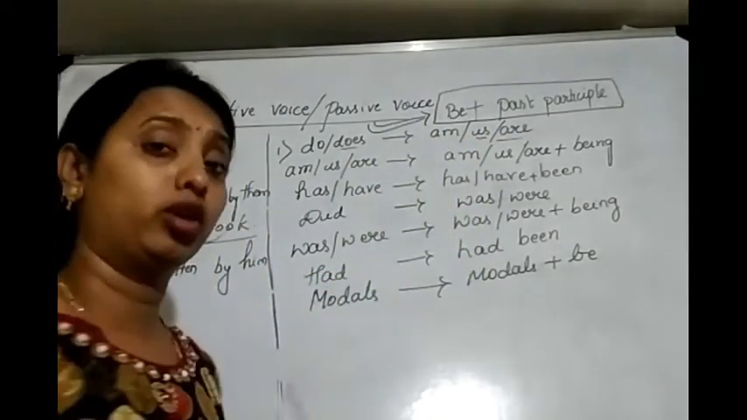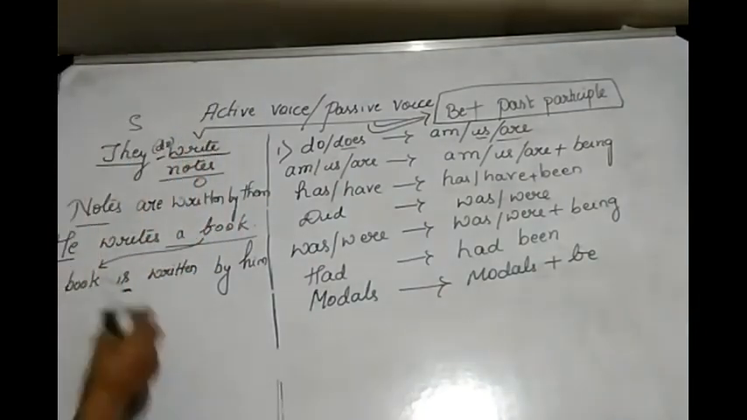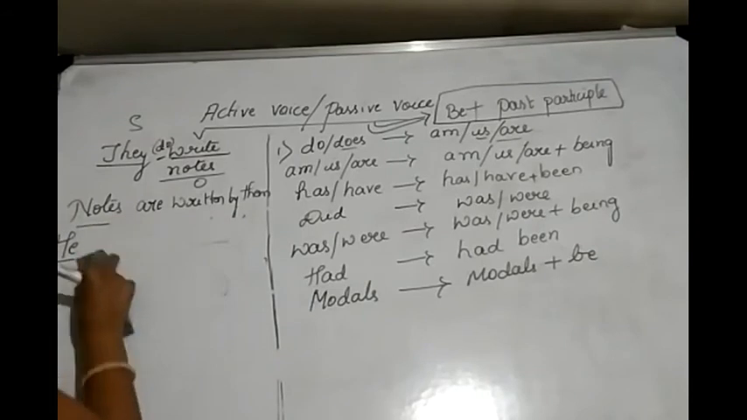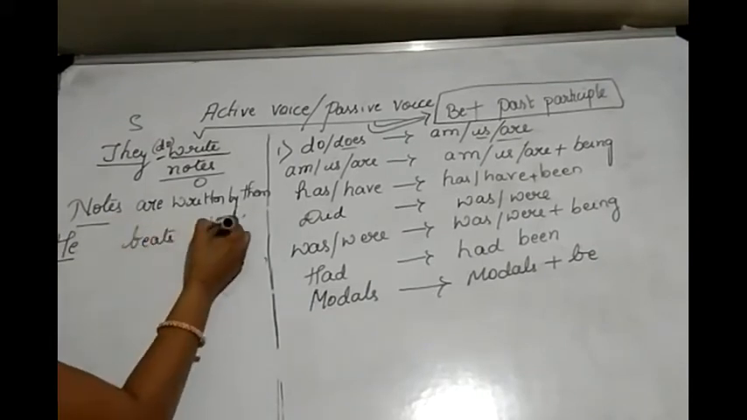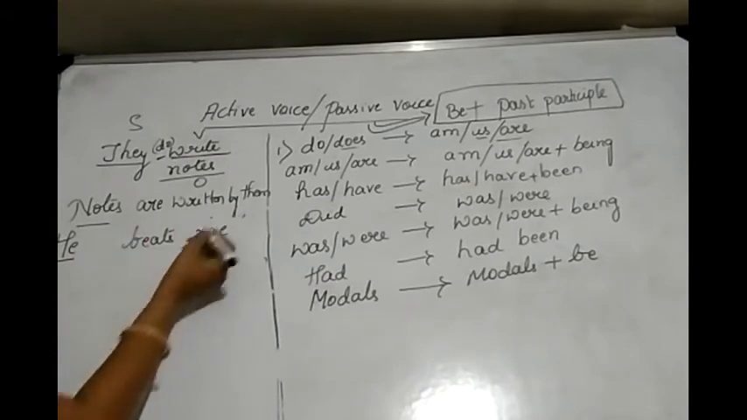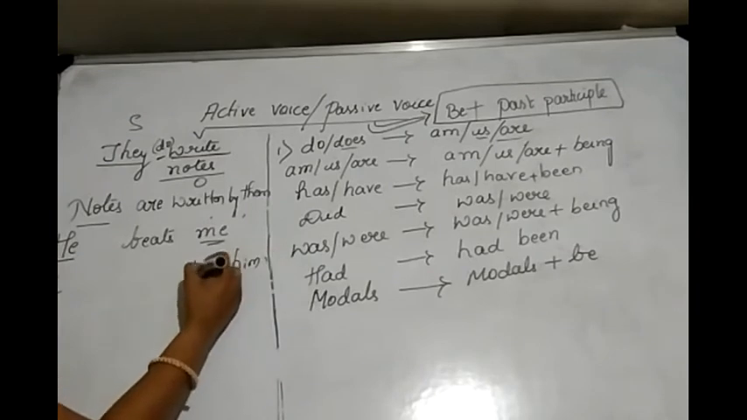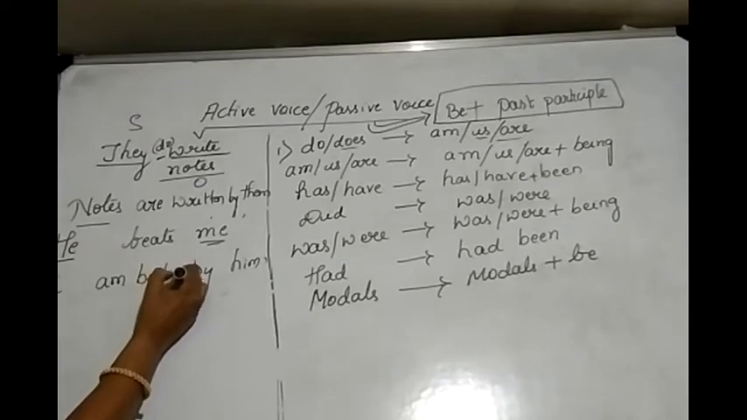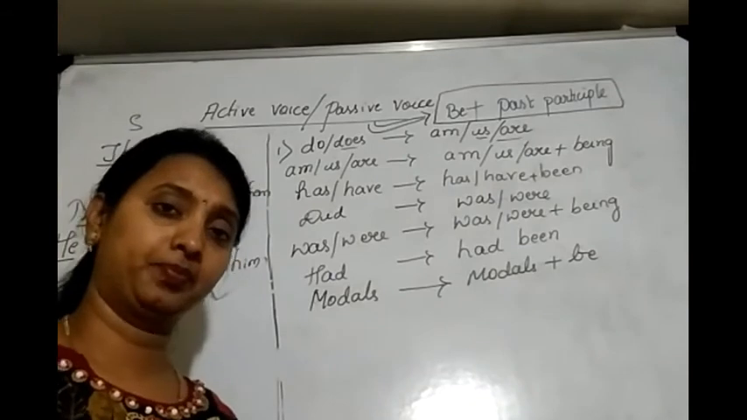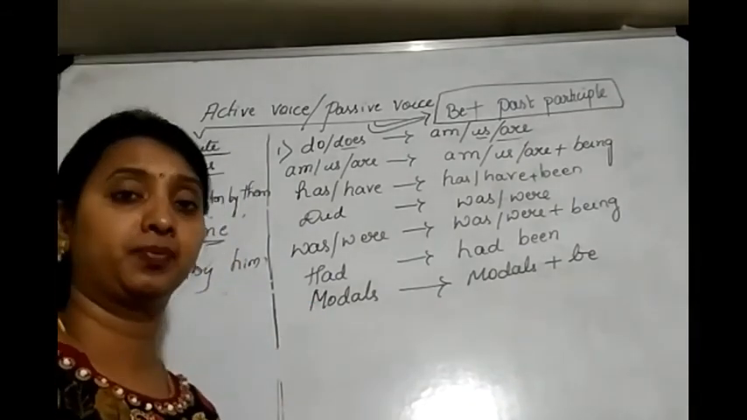Then, what about am? Am is used for I. For example, see, he beats me. So what happens? Me becomes I. He becomes him. By him. So I am beat becomes beaten. The past participle is beaten. So, I am beaten by him. So this is for simple present sentence.